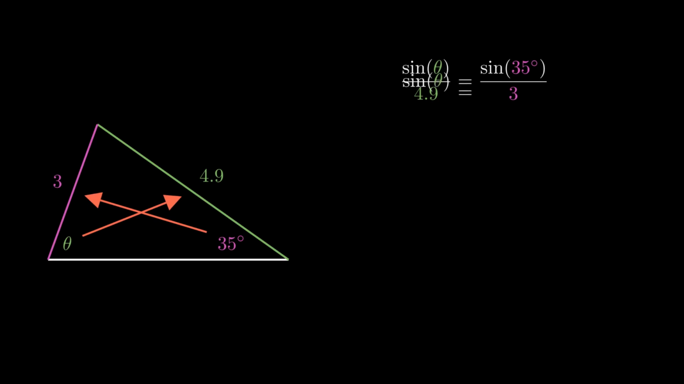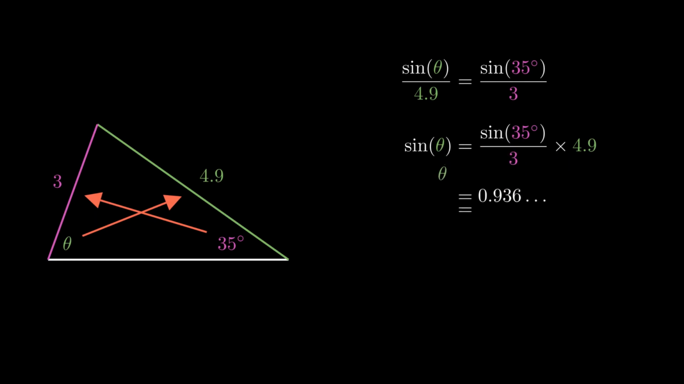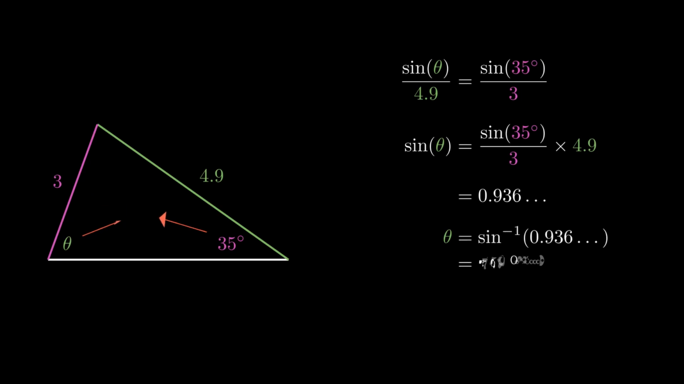Now to get sine theta by itself, we just need to multiply the right-hand side by 4.9. And we get something like 0.936 something something something, okay? But to get the theta by itself, all we do is the backwards sine of that answer, the shift sine thing, and that gives us 70 degrees. Okay, and we'd be finished here.